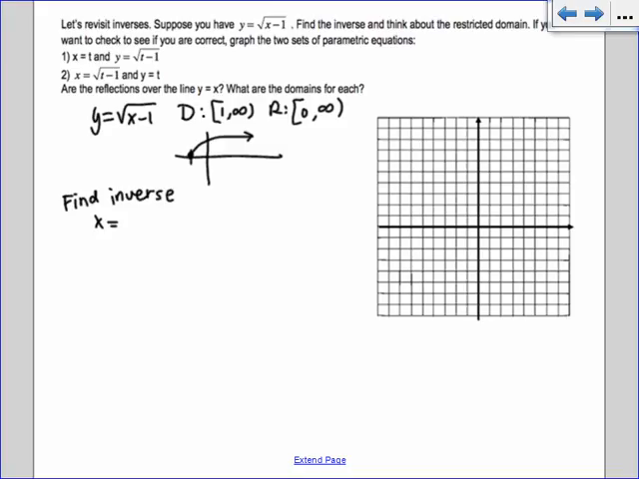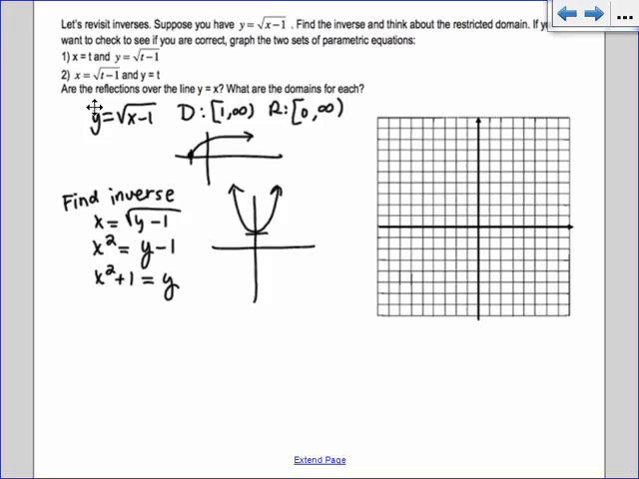So if I find the inverse, then I switch my x and my y, and I solve for my new y. So I have x squared equals y minus 1. I add the 1 over, so I get y equals x squared plus 1. The problem is that's a parabola, right? And it's not 1-to-1.